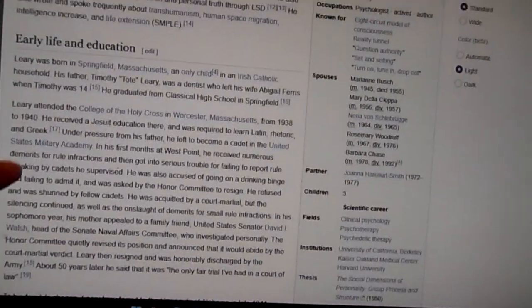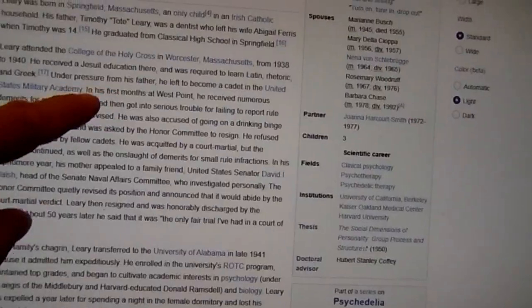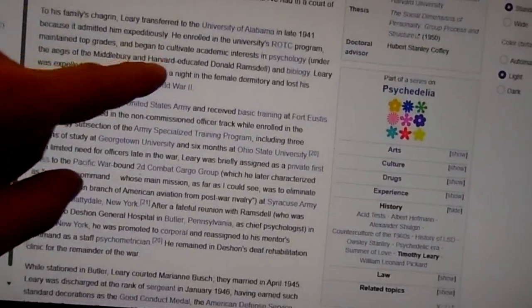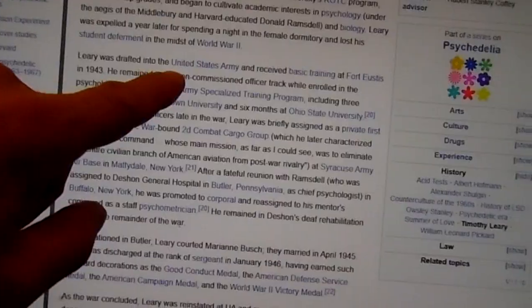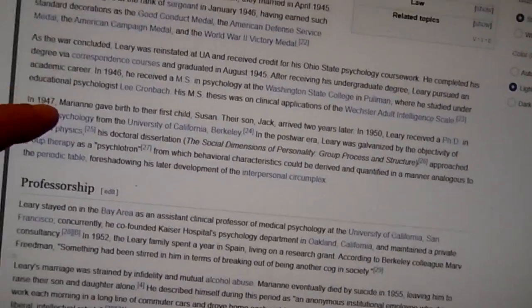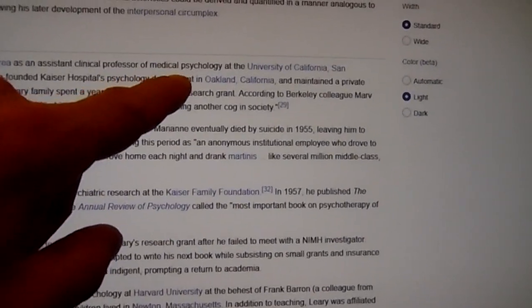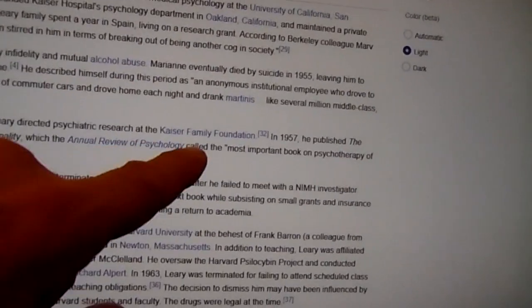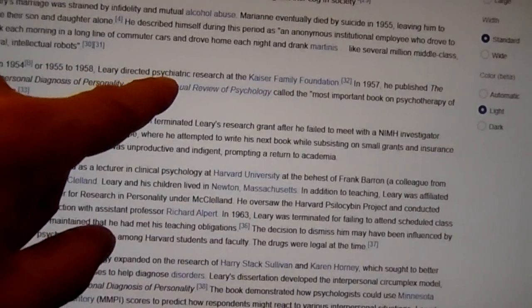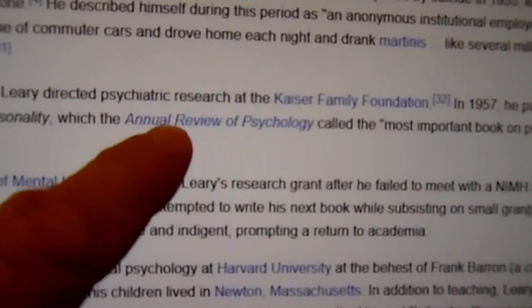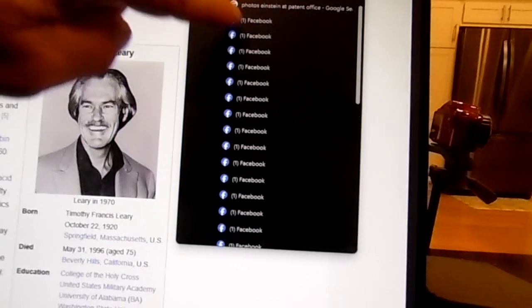Or this guy, Timothy Leary. College of the Holy Cross, University of Alabama. He was in the Army. All right. I mean, the guy was busy, man. Then he got his PhD, medical psychology, University of California. Worked for the Kaiser Foundation. Directed psychiatric research at the Kaiser Foundation. So don't be talking bad about Timothy Leary is what I would suggest. Man, people say he's crazy. They ain't read his bio. Man, shut the hell up. You don't know what the hell you're talking about. That's crazy.